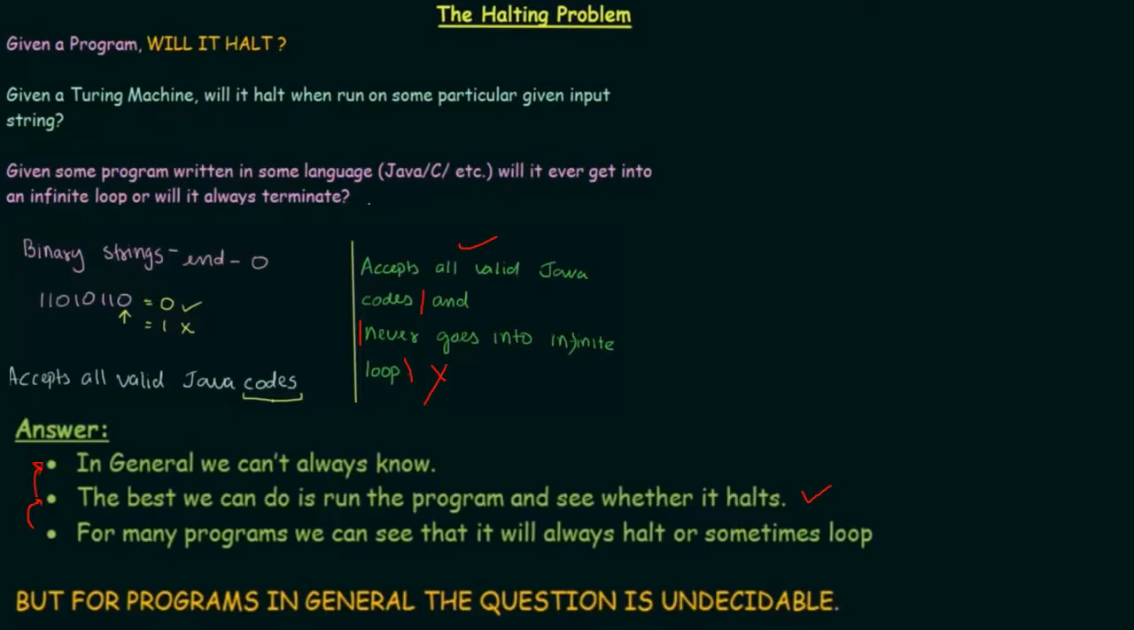So using these three questions and three answers, you can conclude that for programs in general, the question is undecidable. That means the halting problem is undecidable. So if it is undecidable, it belongs to the recursively enumerable language. And if it is undecidable, there is no Turing machine that can be built to accept the halting problem. So it is not possible to solve.